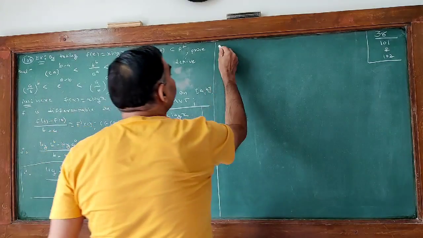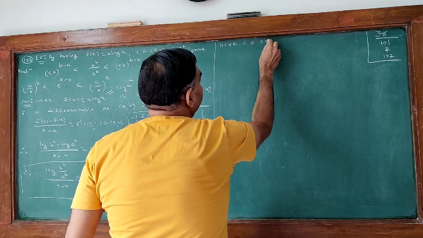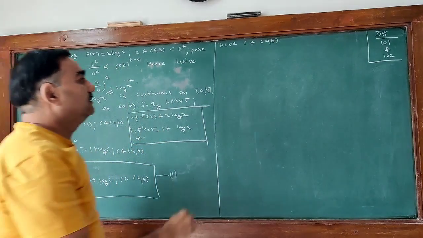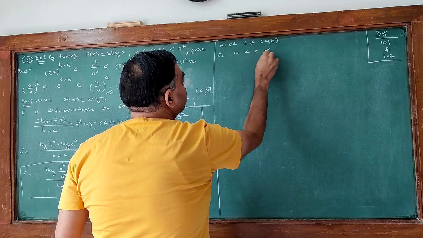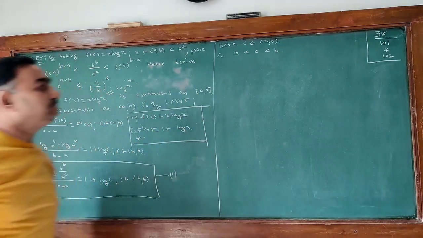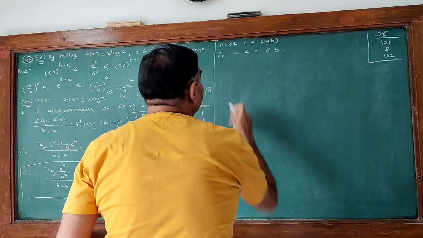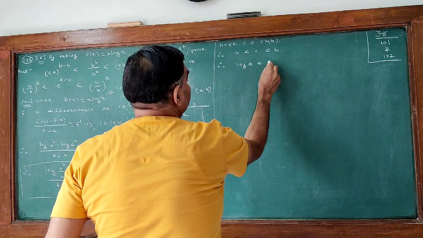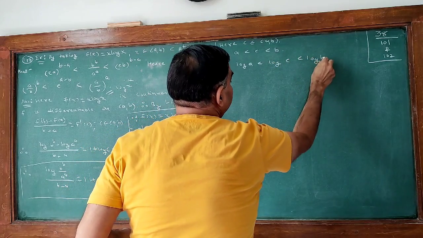Here C is in A to B, therefore A less than C less than B. Therefore log A less than log C less than log B.